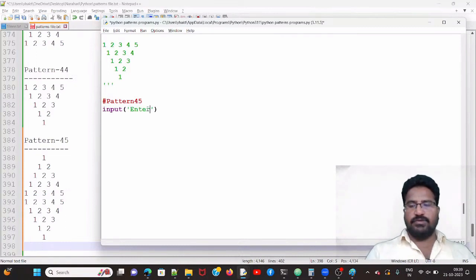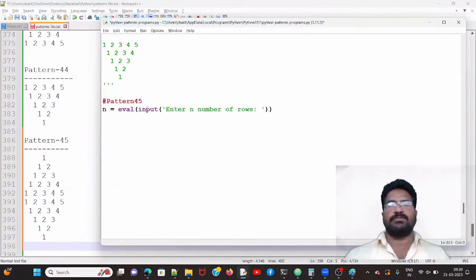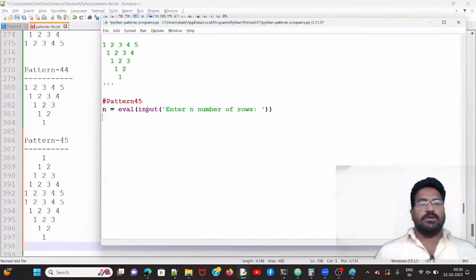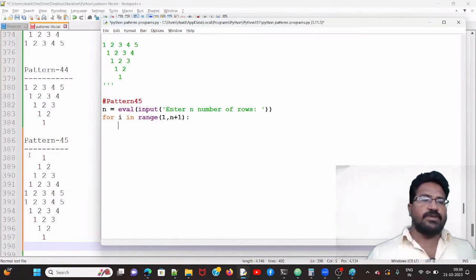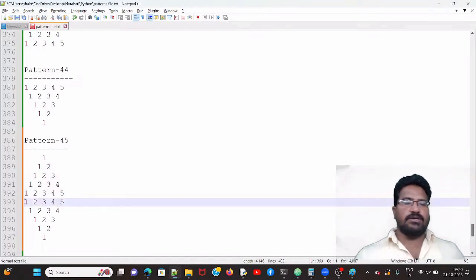Same input: enter n number of rows. n equal to, right? I'll write very fast here: for i in range of starting 1 to n plus 1. First we need four spaces, three spaces, two spaces, one space. First consider this part only. First we do the program for this part, then the second part.